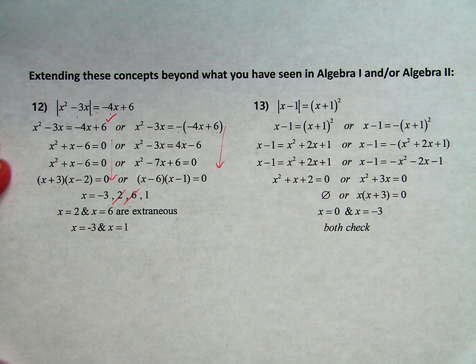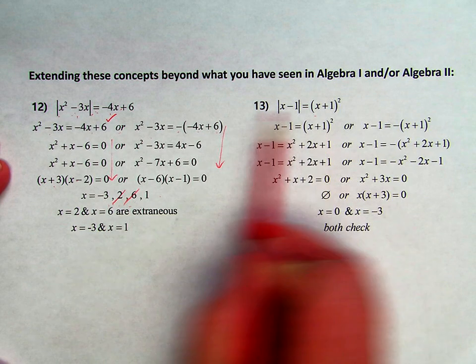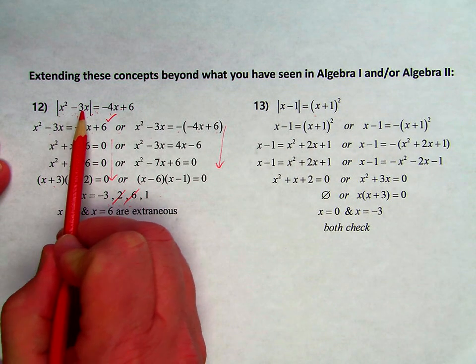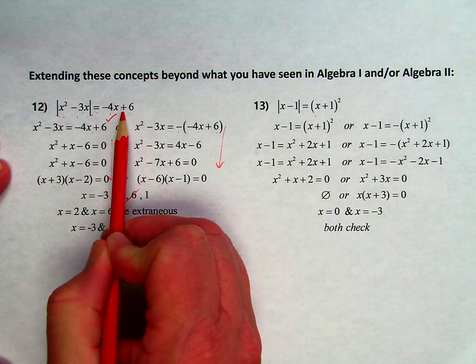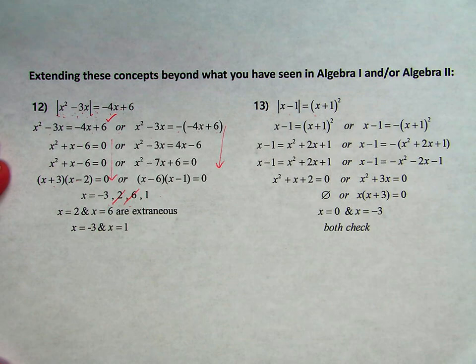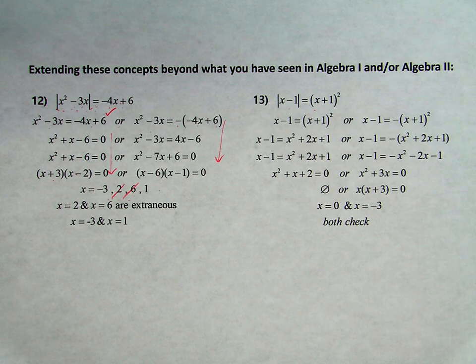All right, so comparing this one to this one, here we had a quadratic inside of absolute values and linear outside. They flip orientation here. The overall set of steps is not going to change.